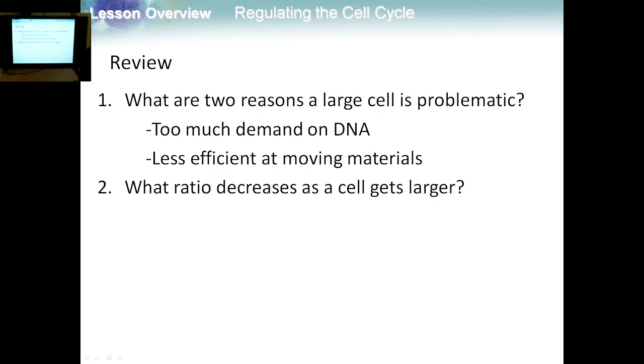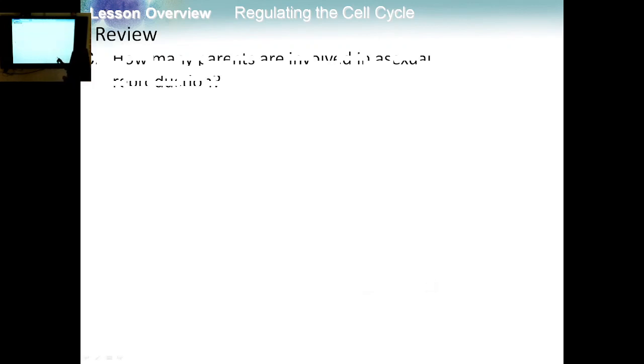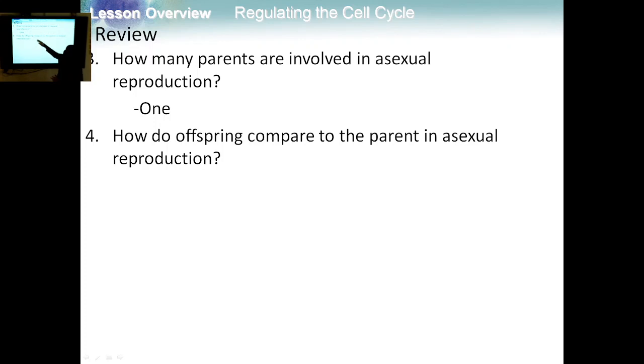The second question here: what ratio decreases as the cell gets larger? Do you know the answer? Yes, that's correct. Surface area to volume ratio. Question number 3. How many parents are involved in asexual reproduction? As you remember, it is one parent. How do offspring compare to the parent in asexual reproduction? Both offspring and the parent are identical.